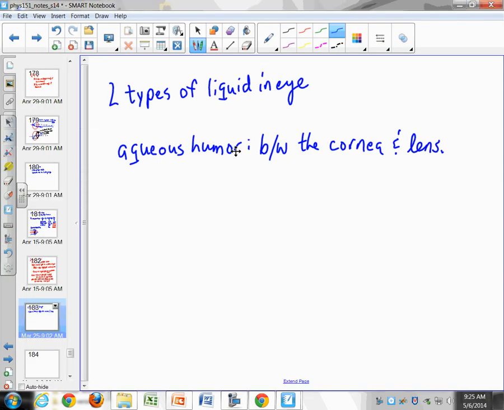And then we also have, this replenishes and drains. We talked about this in the pressure chapter. Because if you get too much of it produced, or if it's not draining, then you can get too high of a pressure. And excessive pressure is called glaucoma.